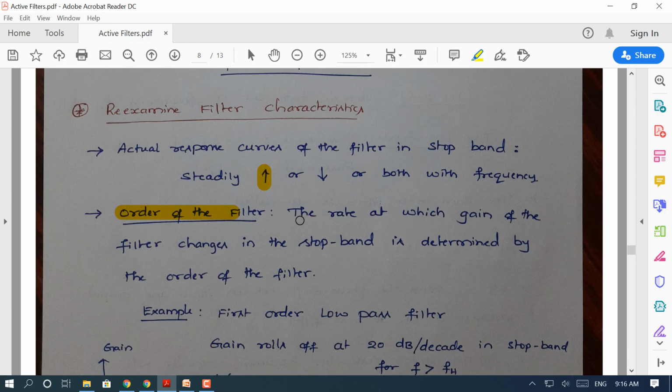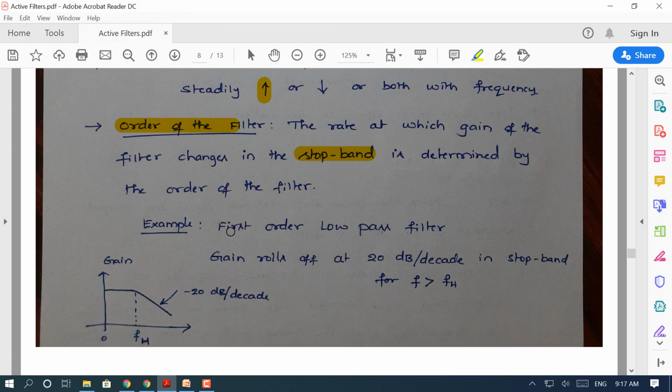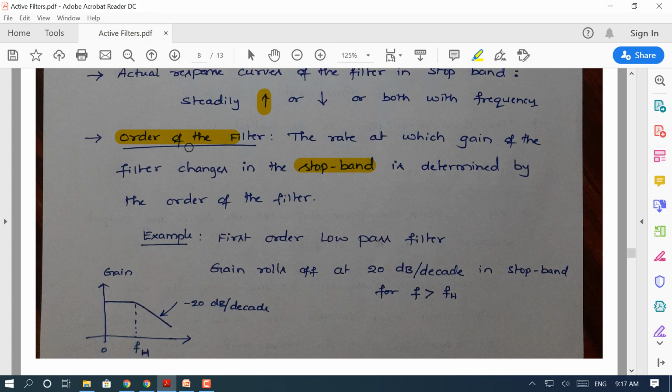The order of the filter is decided by the rate at which the gain of the filter changes in the stop band. So this is the definition of the order of the filter. At what rate the gain changes in the stop band decides the order of the filter here. Let us see some examples to understand what we mean by the order of the filter. Say we are designing a first order low pass filter, and we can see in the stop band at what rate the gain decreases. Based on that we can decide the order of the filter.